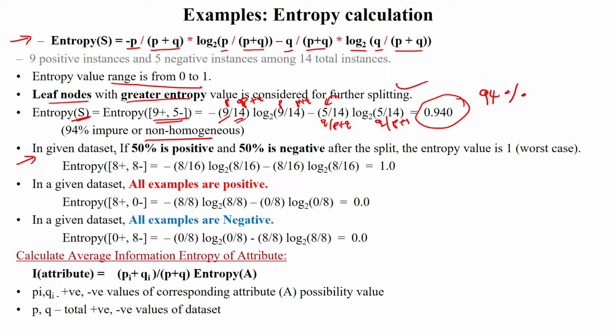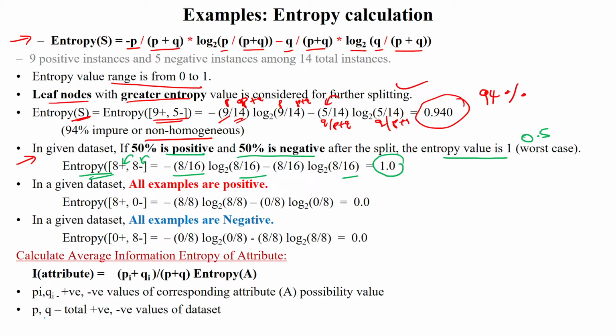As another example, if my data set has 50 percent of samples in the positive class and 50 percent in the negative class, then the entropy value is 1, because the randomness is 0.5. For example, with 80 samples in the positive class and 80 samples in the negative class, when you substitute the values, you get an entropy of 1.0.